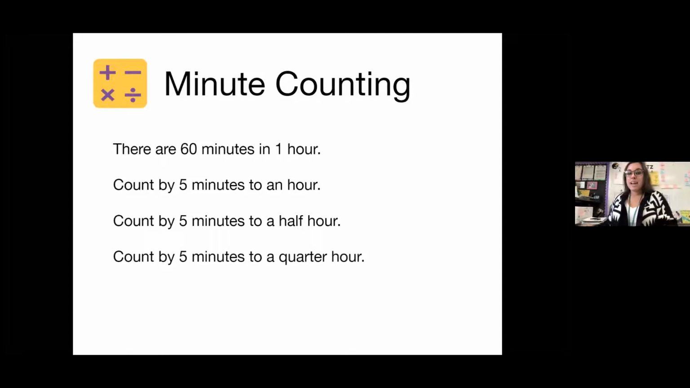All right, now we're going to count by 5 to a quarter hour. A quarter hour is 15 minutes. This time we're not going to say 15 minutes. We're going to say quarter hour. 5 minutes, 10 minutes, quarter hour.